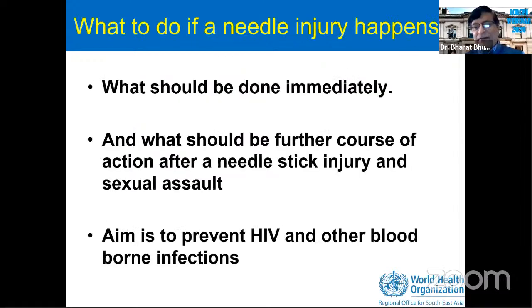What should be done? A needle stick injury can happen despite taking all precautions. Even with universal precaution, needle stick injury can happen. What should be done immediately?